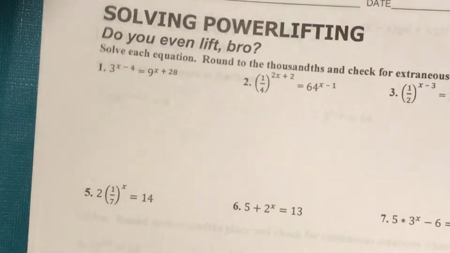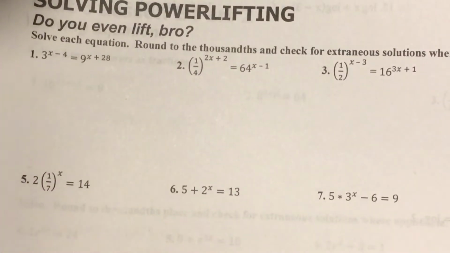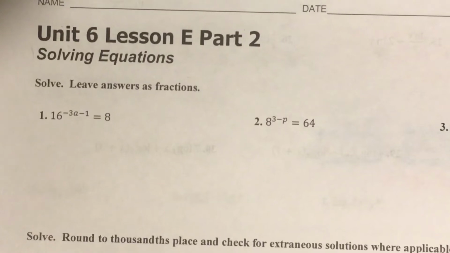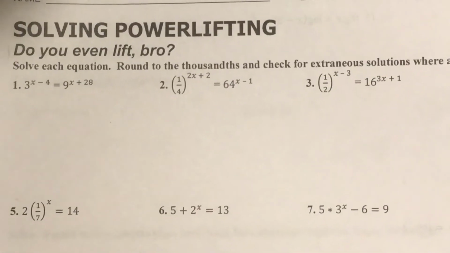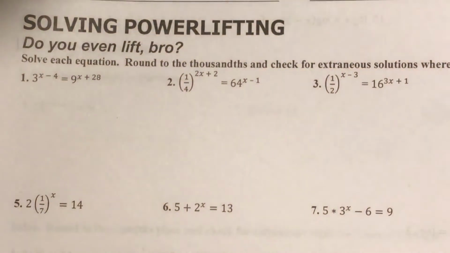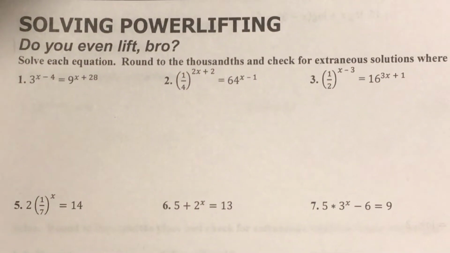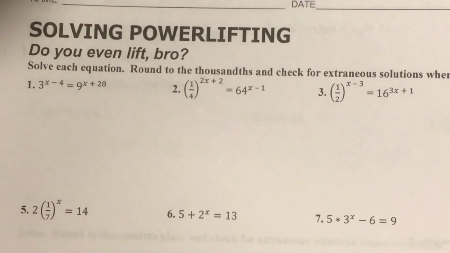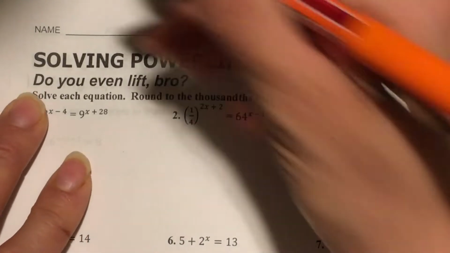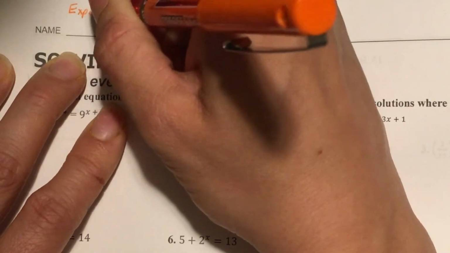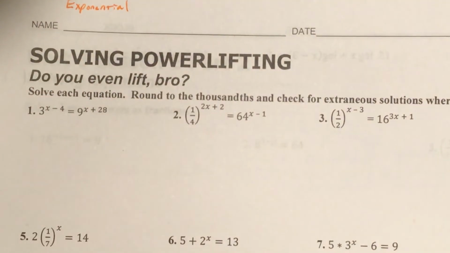So we're going to be starting on page 12. So you may want to hold off on doing page 10 and 11 until we've gone through the entire solving powerlifting section, just so you can get additional practice with just seeing a problem and knowing how to do what type of solving. So we're going to write a few different steps and strategies up at the top of this page. So up by the name portion, I want you to write exponential, because that is going to be our first type of equation.